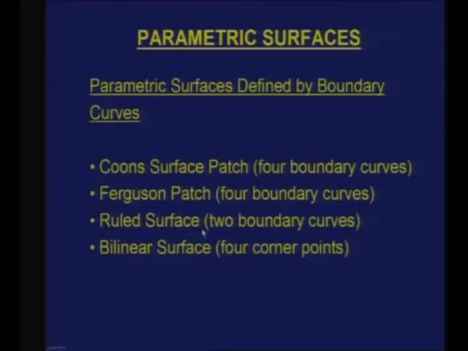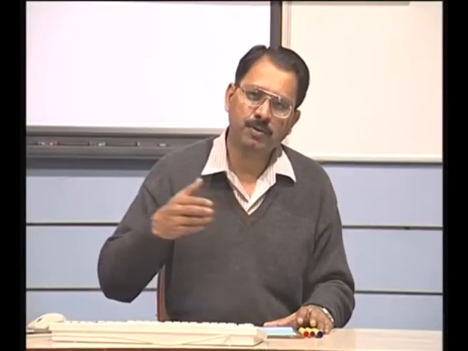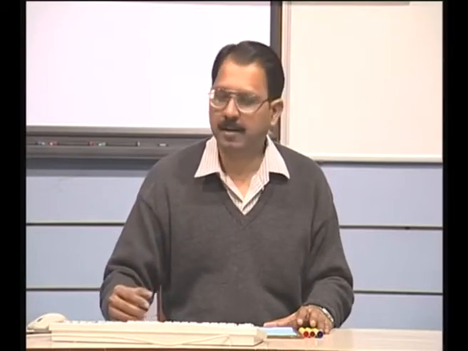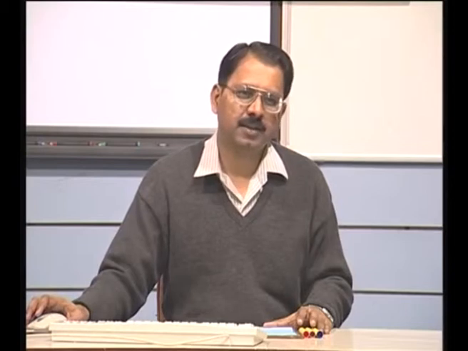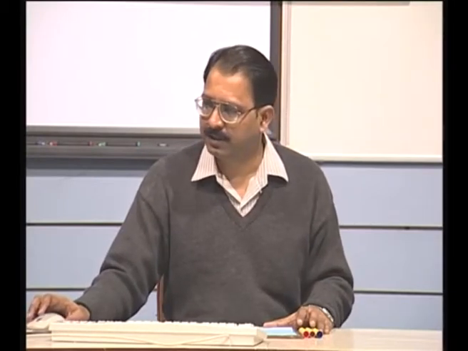Then I can also have what is called a ruled surface, which takes only 2 boundary curves, 2 opposite boundary curves, and these are joined by straight lines. That means, you have a linear interpolation between 2 opposite curves. If I carry out a linear interpolation, then this becomes a ruled surface. This is also of special interest in many applications.